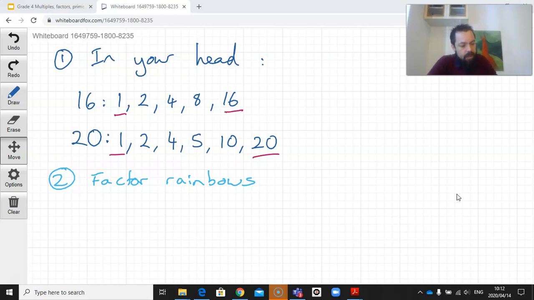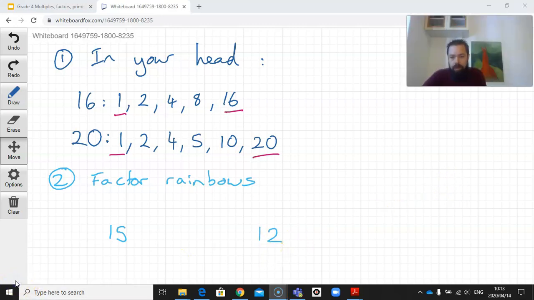So the ones I'd like to look at for a factor rainbow are 15. And then let's do 12 as well. Right, in a factor rainbow, what you're going to do is you're going to draw the arcs of the rainbow. So I'm not going to worry particularly, no, let me try do the colors of the rainbow.